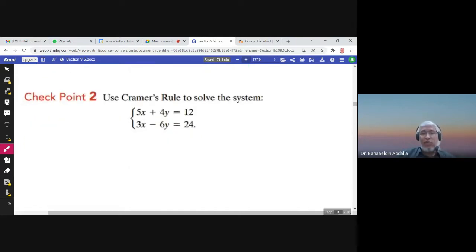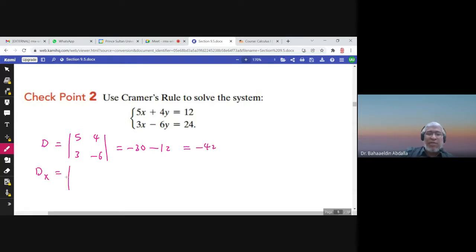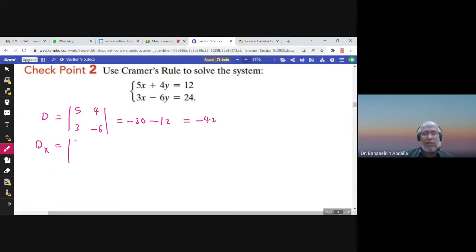Use Cramer's rule to solve this system. Immediately, I find D. D is the determinant of 5, 3, 4, and negative 6. 5 times negative 6 is negative 30. 3 times 4 is 12. The answer is negative 42. The determinant dx: I write 12, 24 instead of the x column.